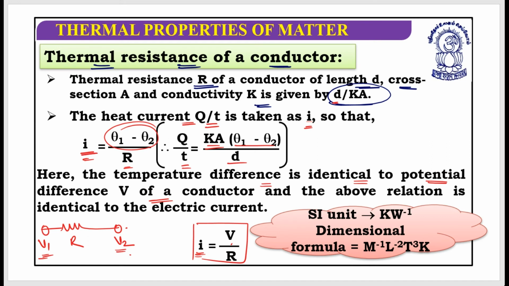Same as before. Heat current will flow until there is a temperature difference. So if the temperature difference is zero, that means heat current will stop. It is something like this. I have represented this as a heat current, let's call it H. This is equal to theta 1 minus theta 2.